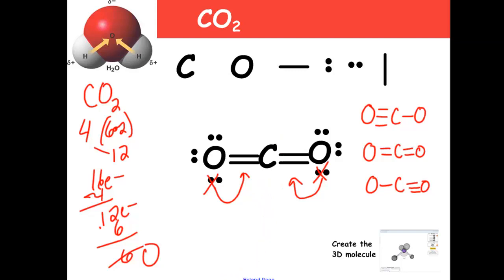Now, if we look at the shape of this, we have 1, 2 atoms bonded to the center guy. So that gives us 2 options. It can either be linear or it could be bent.